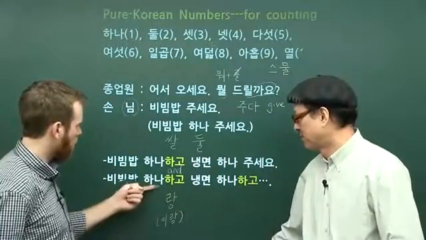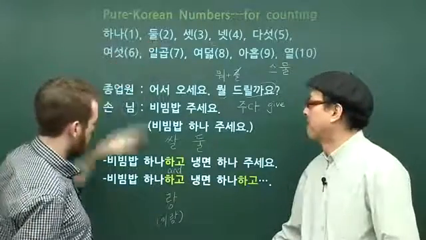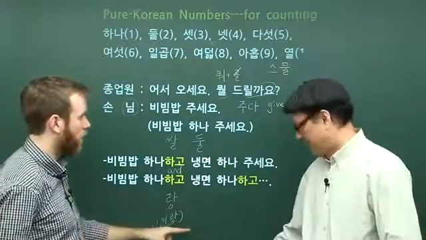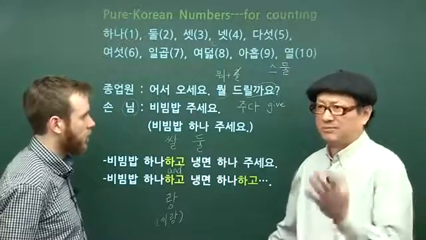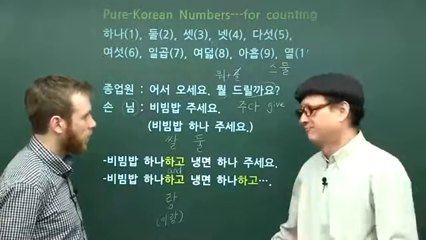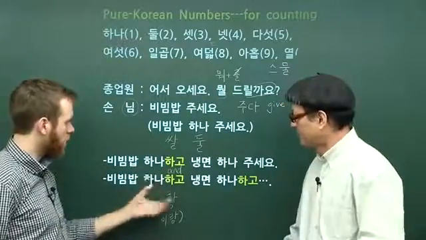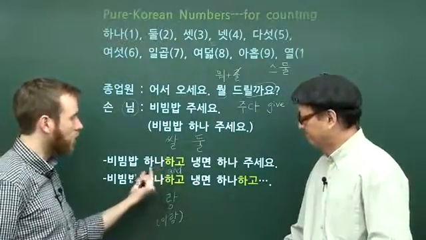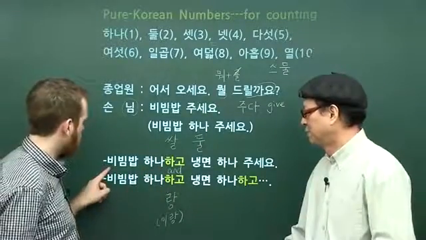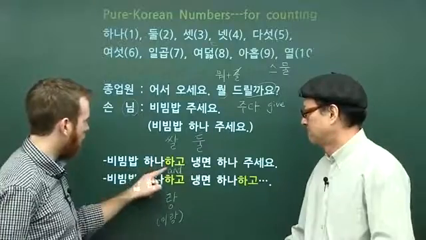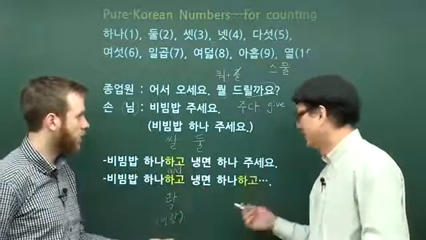So maybe if I'm not ordering one, but two. So 둘, I have the consonant here, so it would be 둘이랑. Okay. 비빔밥 둘이랑 냉면 하나 주세요. Okay, so same thing as when I use 하고, it's still kind of glued to 하나, right? There's no spacing between there. So 비빔밥 하나랑 냉면 하나랑 돈가스 하나 주세요.